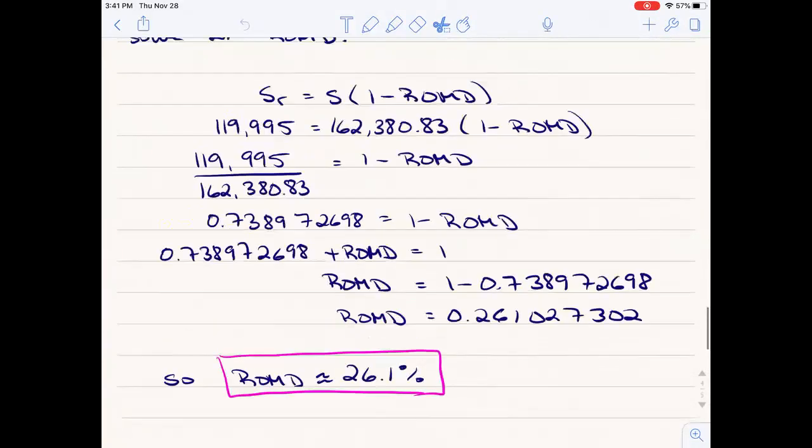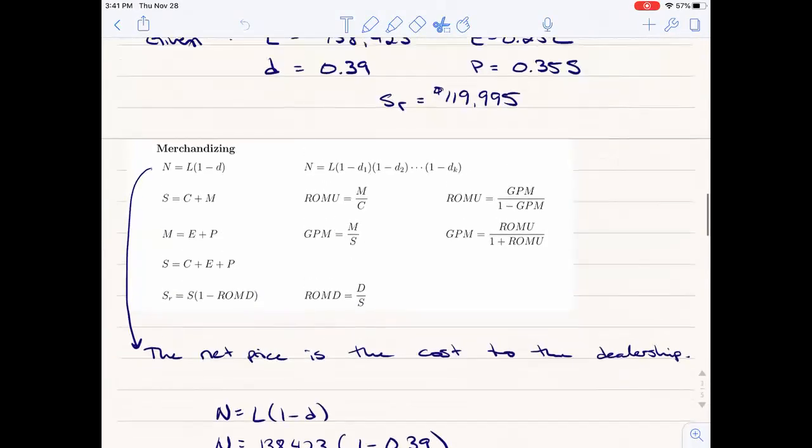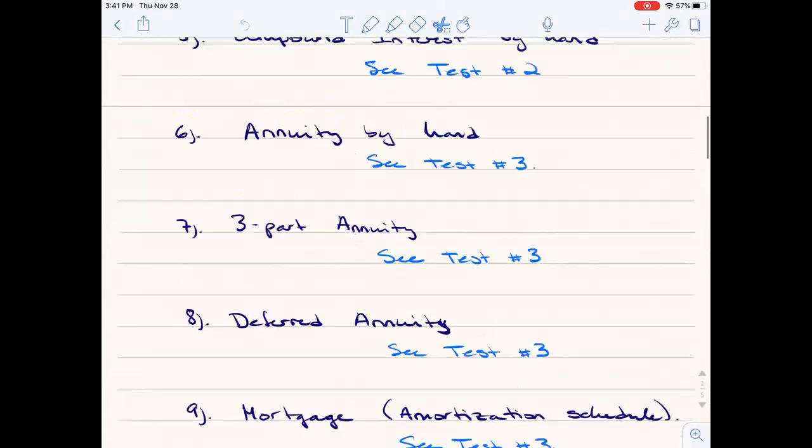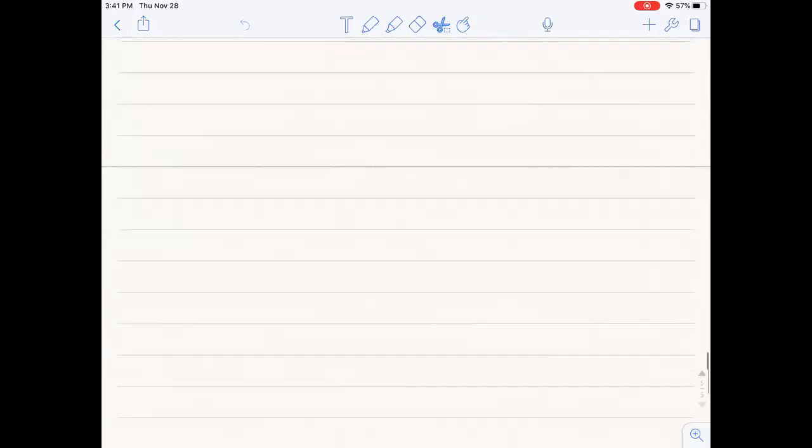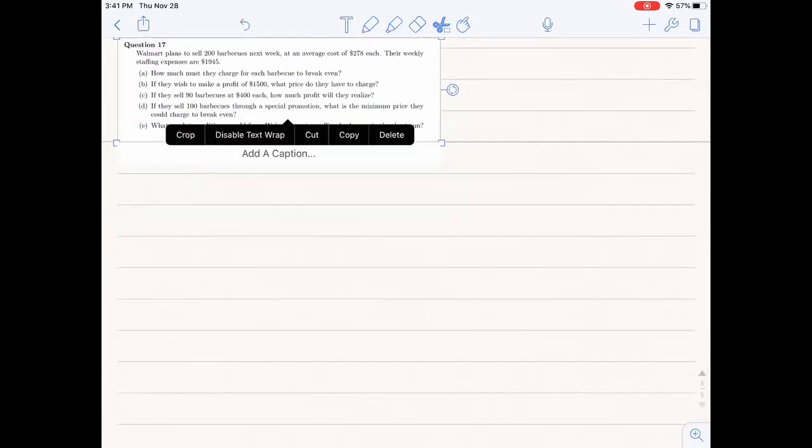I'll put this on a, well, how did my page breaks work out here? Put it on a new page.